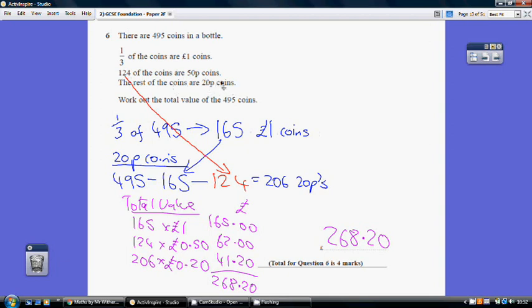So how many 20p coins have we got? Well, it's the total of 495, take away the 165 £1 coins, and take away the 124 50p coins, means we've got 206 20p's. So 165 £1 coins, 124 50p's, and 206 20p's.